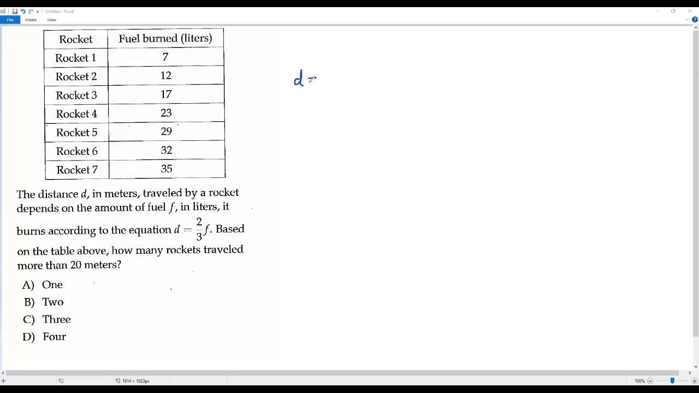Okay, let me write the given equation. There is d equals 2/3 of F. In this equation, I'm going to plug in this distance 20 for d and solve for F. To solve for F in this equation, I'm going to multiply both sides by 3/2. So 3/2 times 20 equals 3/2 times 2/3 times F. This 2 will cancel out, this 3 will cancel out.